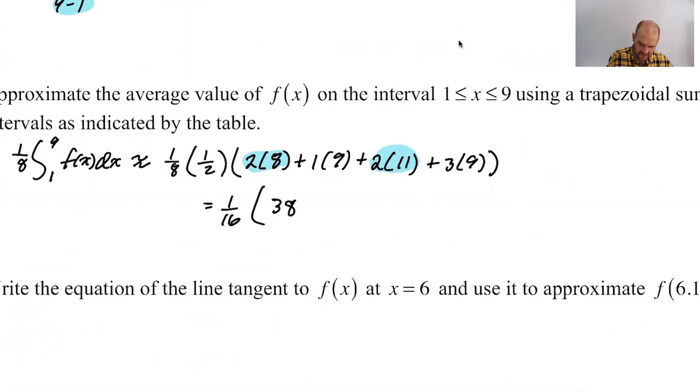And then 9 plus 27 is 36. And then what we could do is, you could divide out a 2, I guess, and get 19 plus 18 over 8. 19 plus 18 is 37 over 8.